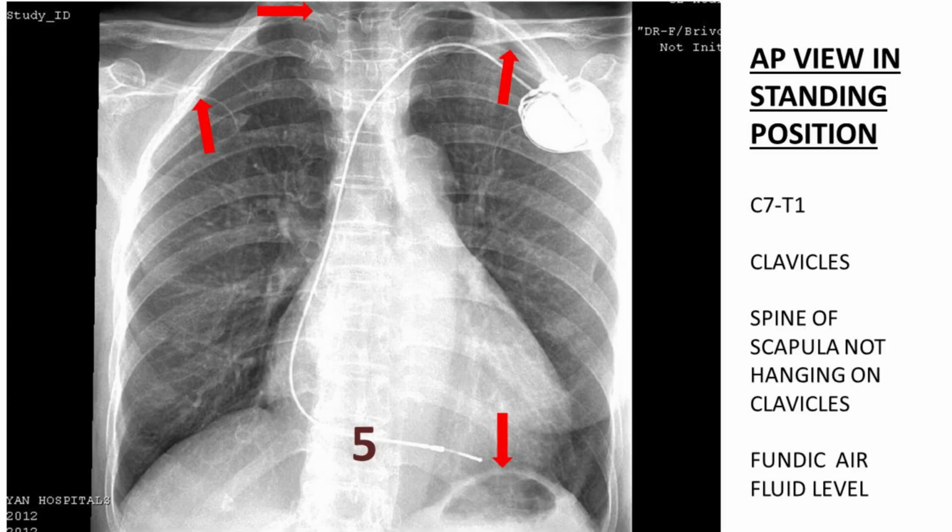And we'll go to the fifth one. You can see the pacemaker and the horizontal appearance of the clavicles. But the main issue is C7T1 is not an arrowhead appearance, it's a horizontal appearance, but the clavicles look like PA view, and with the presence of air fluid level, we think that this is PA view, but the spine of the scapula is not hanging on the clavicles. Very typical that this is not PA view, actually an AP view in standing position because of the presence of the air fluid level.